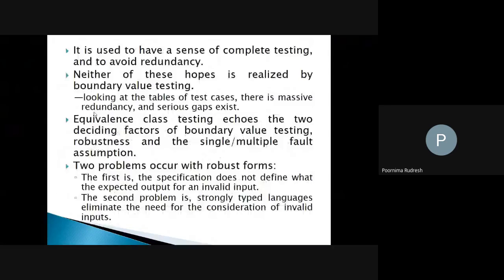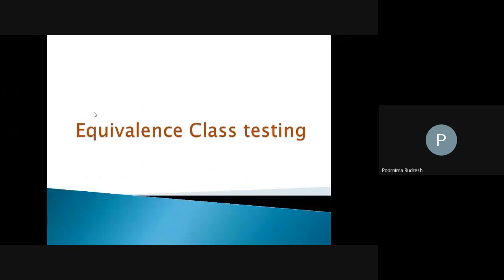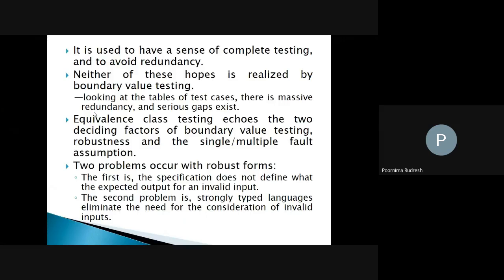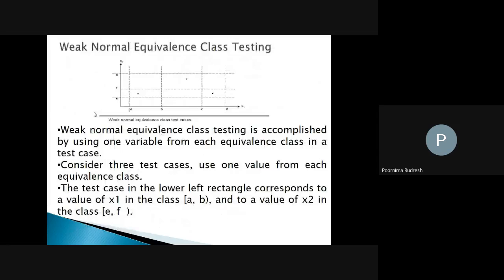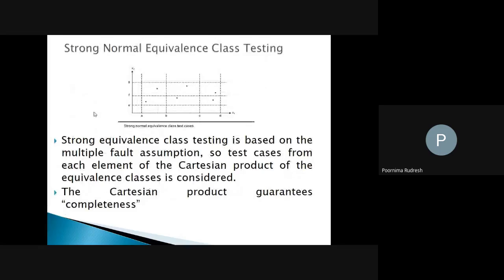So in the last class, I started with the equivalence class testing. In that I explained why we are going for the equivalence class testing, what were the limitations of boundary value analysis testing. And after that, I explained what are equivalence classes and how to construct the equivalence classes. Then I explained the different equivalence class strategies. So first one is the weak normal equivalence class testing, and second one is the strong normal equivalence class testing.